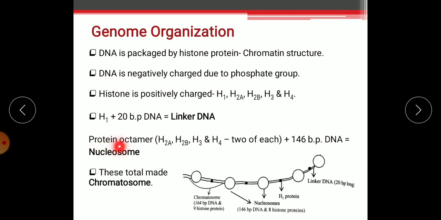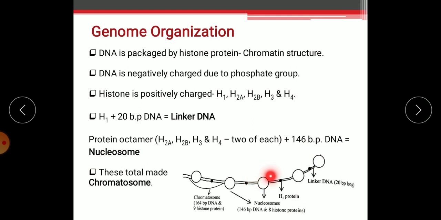And the protein octamer means the remaining 4 histone proteins, H2A, H2B, H3 and H4, each in 2 sets: 2 H2A and 2 H2B, similarly 2 H3 and 2 H4, so 4 into 2. These 8 histone proteins make the protein octamer. Octamer means 8. Along with that, 146 base pairs of DNA, these together make the nucleosome.